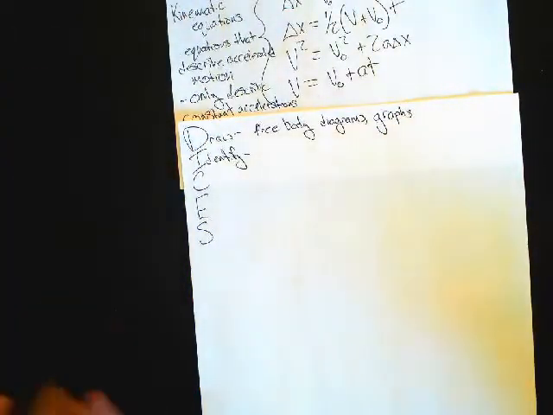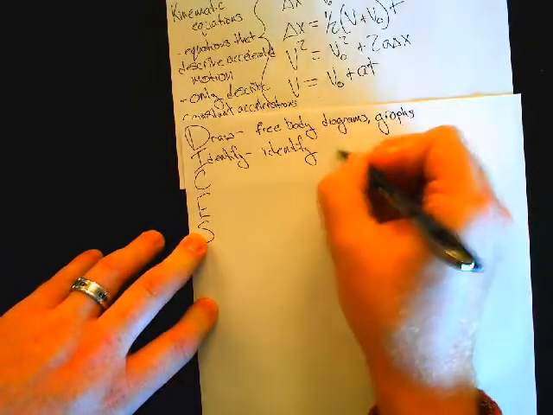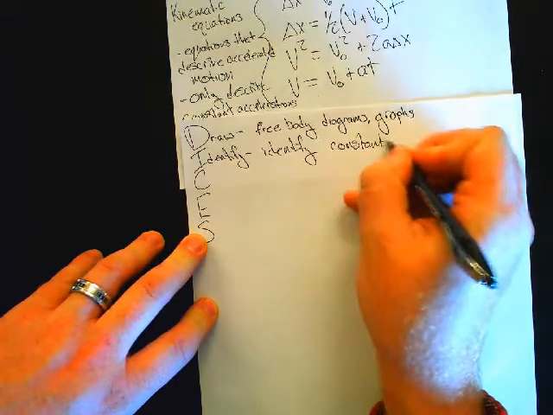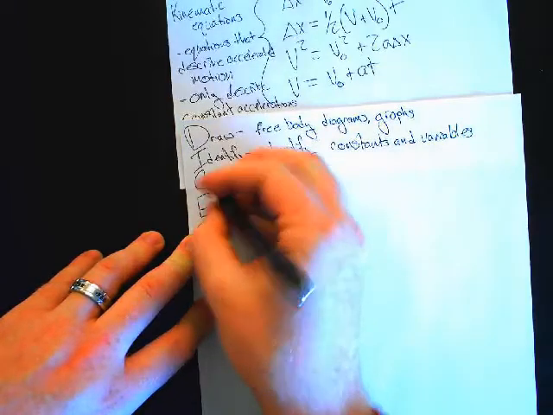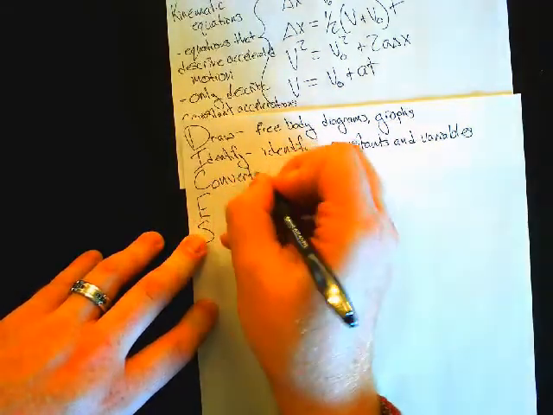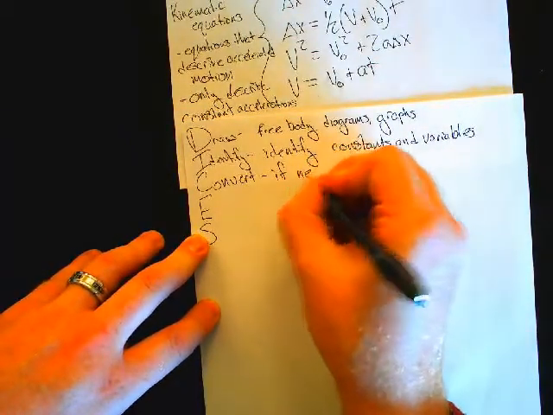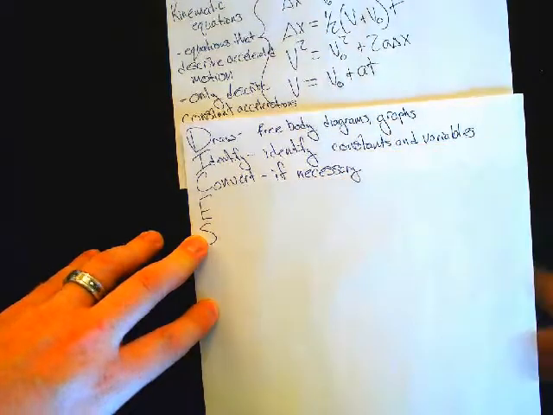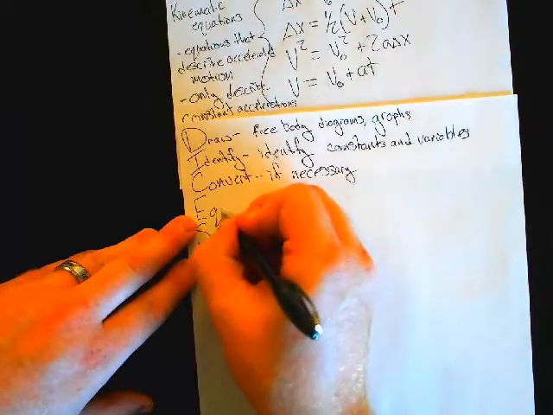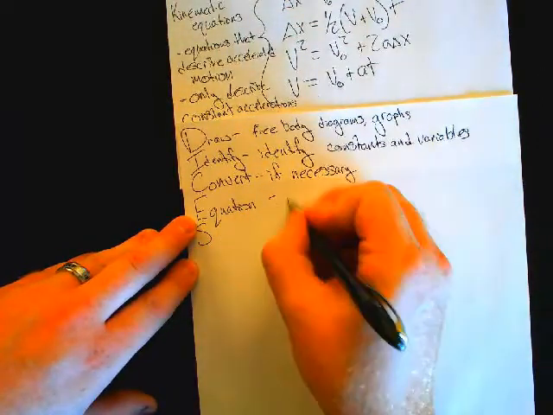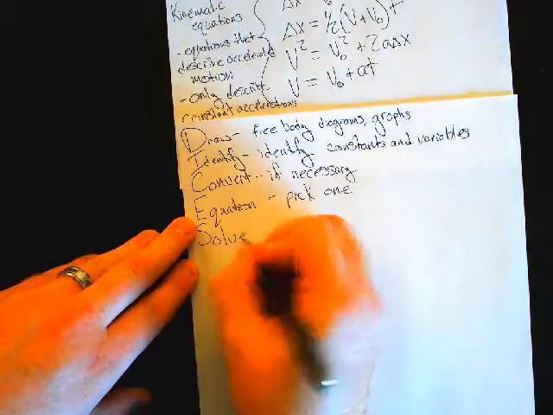Identify. Simply identify constants and variables that you know. C, convert, if necessary. This one's pretty self-explanatory. You can't solve a problem if you're in different units. E, equation. Pick one. Pick one that helps. And S for solve. Do math.